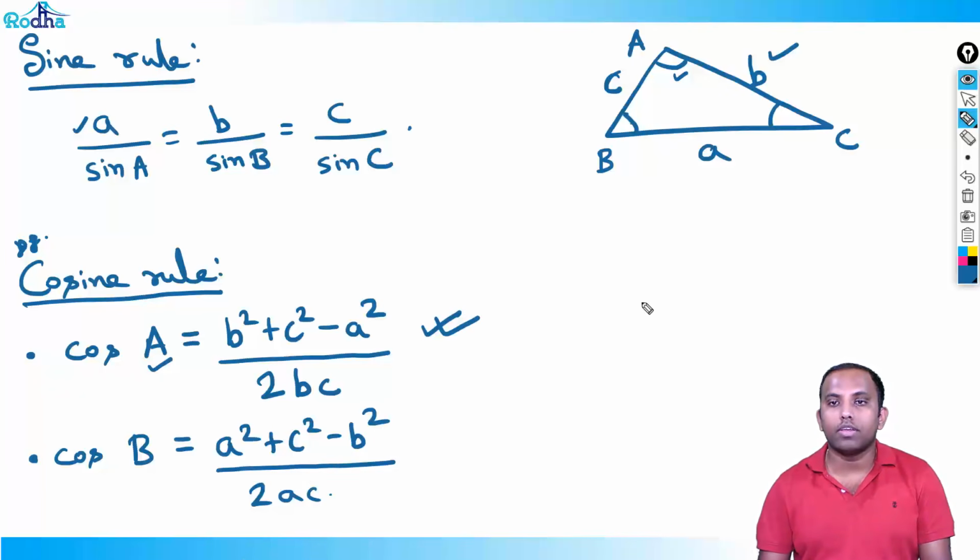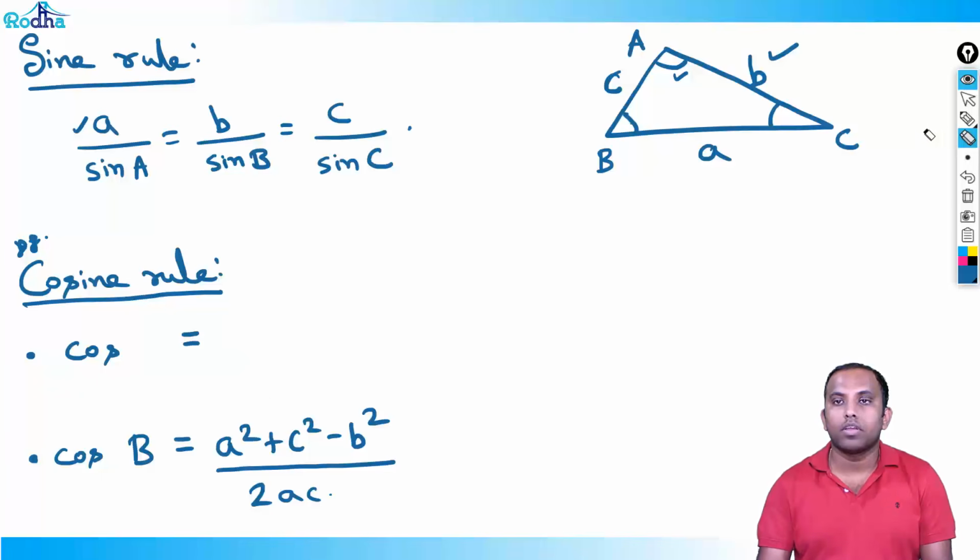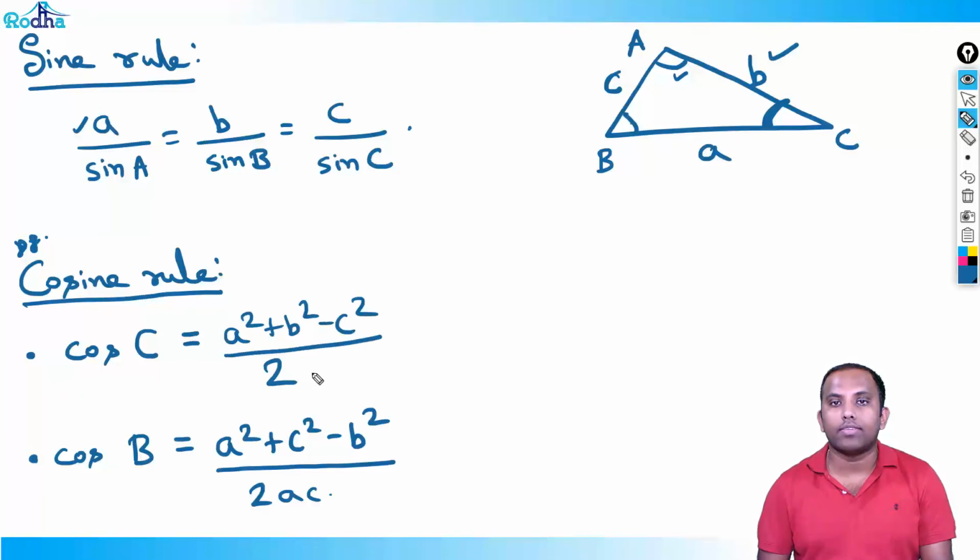We can also write for cos C here. So cos C will be how much? You can write by yourself now. What is cos C? Cos of angle C. Again, sum of squares of all three sides, opposite one goes in negative. So a square plus b square minus c square upon twice of ac. Sorry, twice of ab. Don't take the opposite one, twice of ab, right?